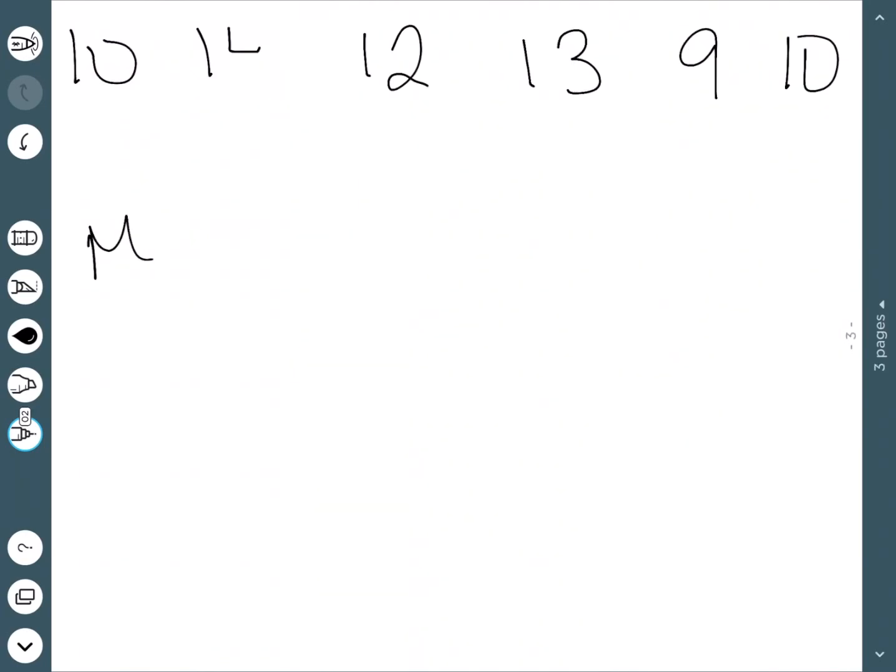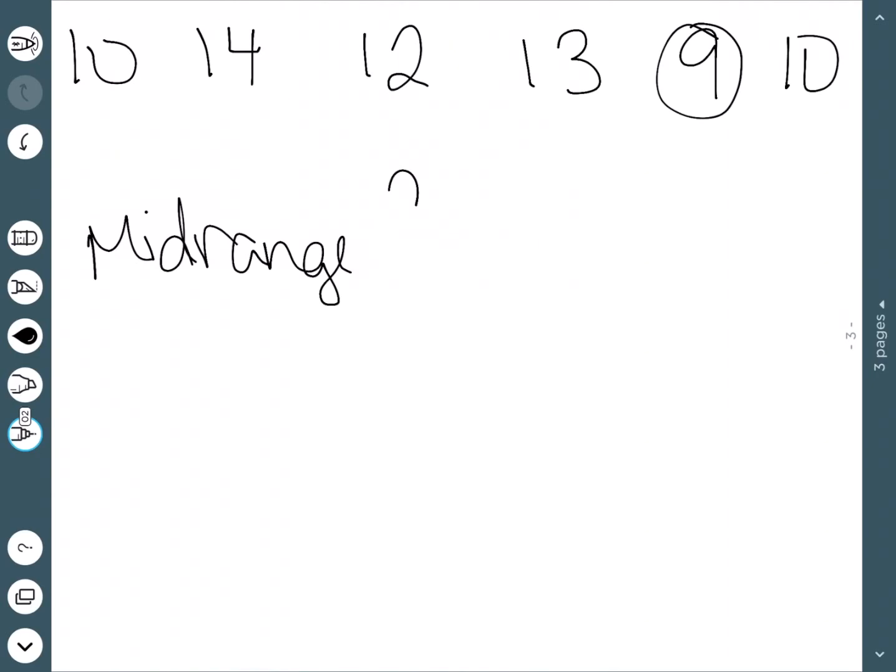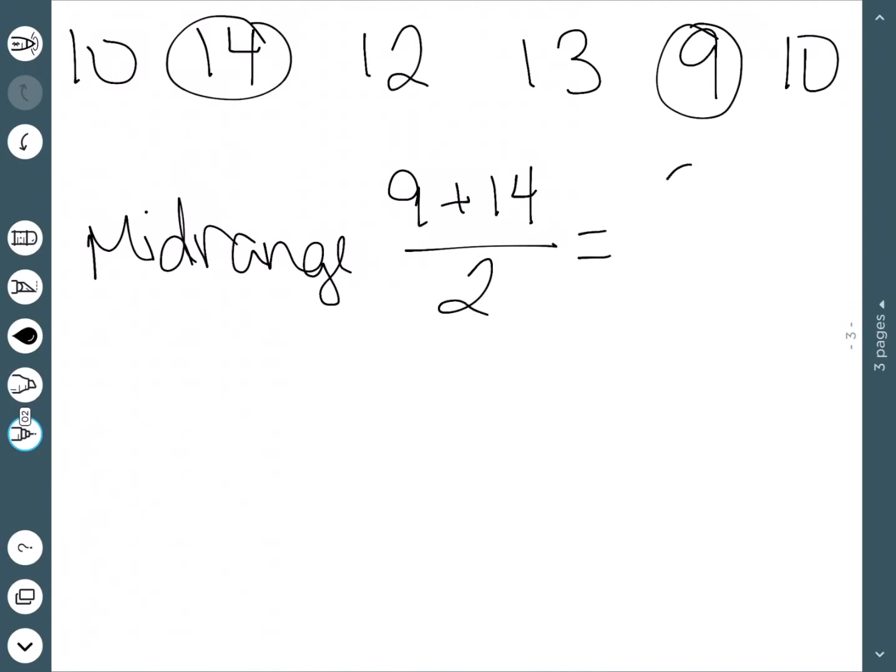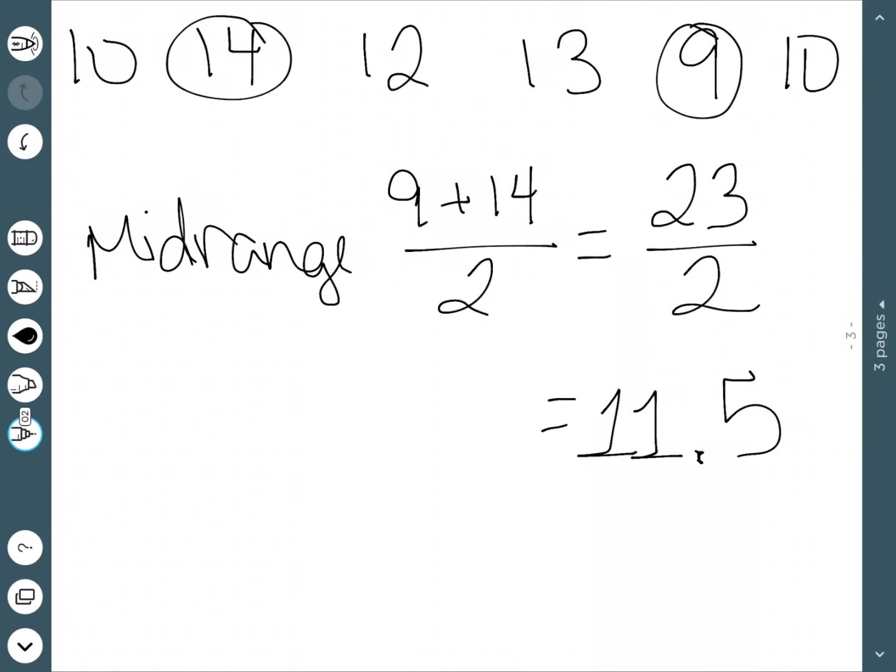Let's do one more. We want to find the mid-range of this data set. Once again, we need the smallest number, which is 9, and the largest number, which is 14, divided by 2. 9 plus 14 is 23, and 23 over 2 is 11.5. So 11.5 is our mid-range.